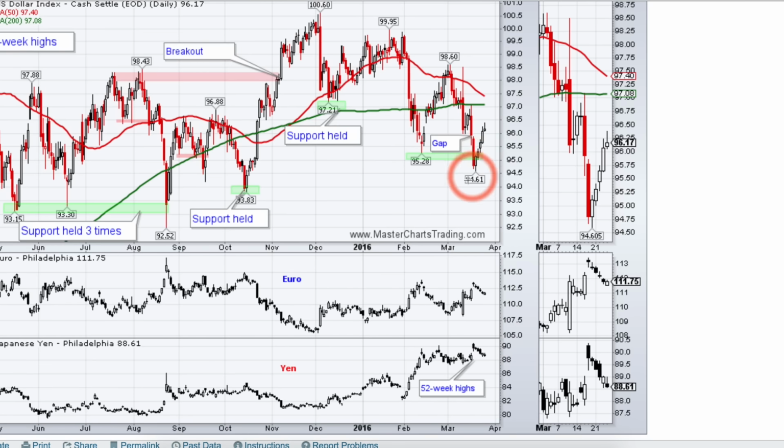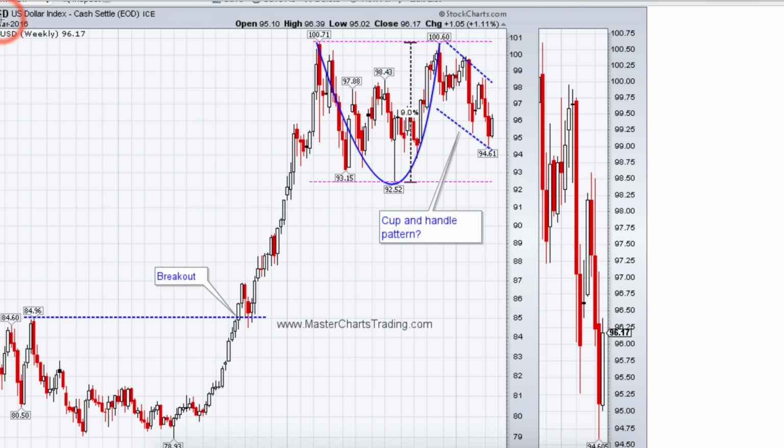Now, next chart I'll show. Actually, might as well just go there. This is the same dollar index, but in a weekly time frame going back a couple of years. And I showed this chart in the past. So basically we have two levels to watch for the US dollar. One is at 100 and the other one is at 92.52.